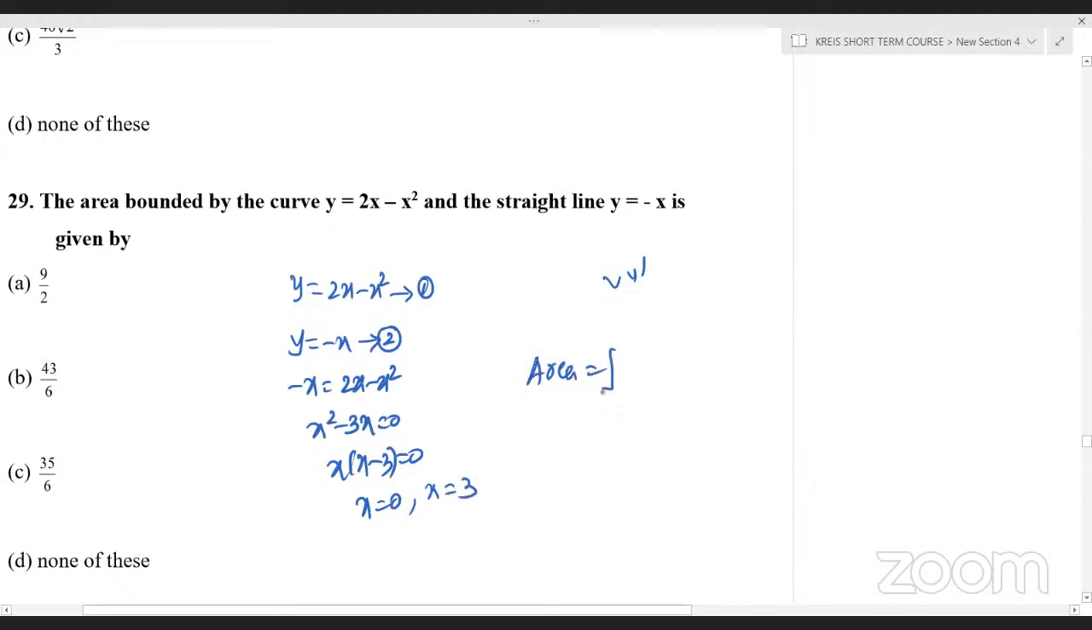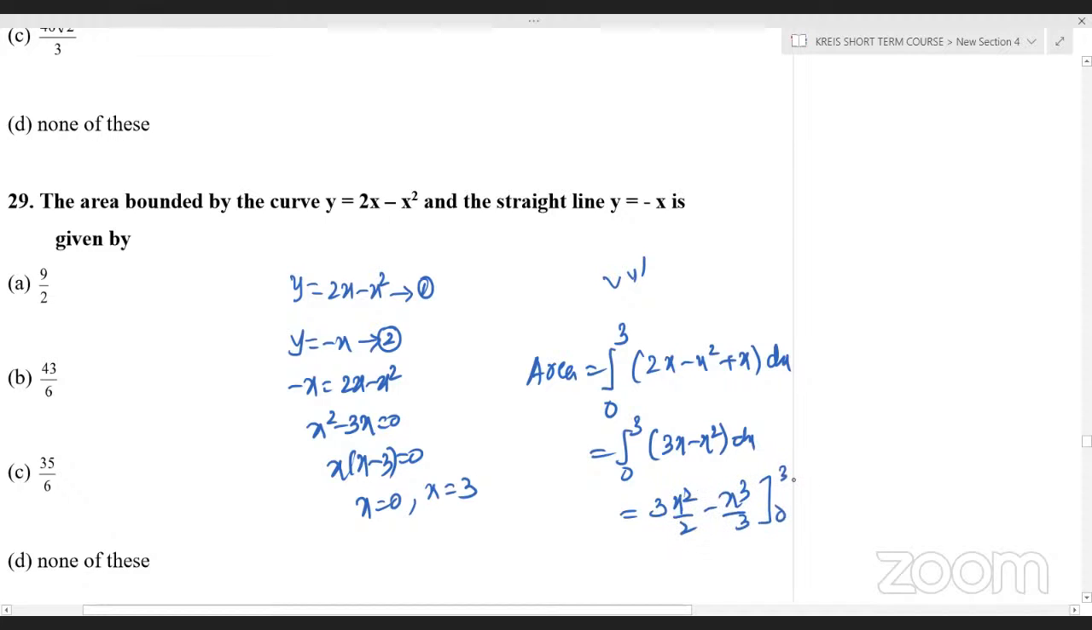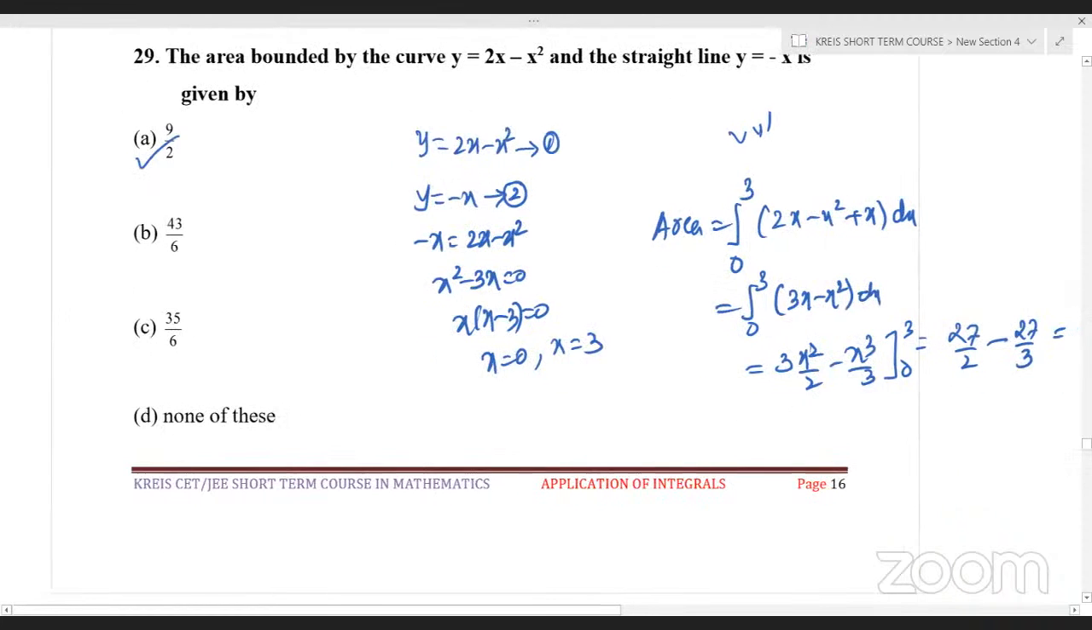So required area will be integral from 0 to 3. It is 2x minus x squared minus of minus x, it becomes plus x. Integral from 0 to 3, 3x minus x square with respect to x. It is 3x square by 2 minus x cube divided by 3 evaluated between 0 and 3. So now at the upper limit, it is 27 divided by 2 minus 27 divided by 3. Lower limit will be 0. This on simplification, you get the answer 9 by 2 is going to be the right answer for this.